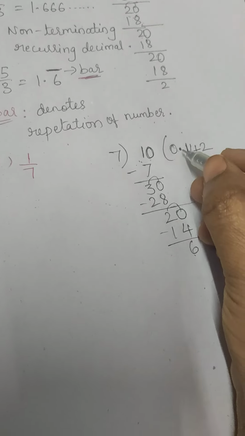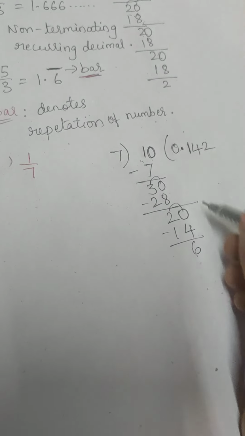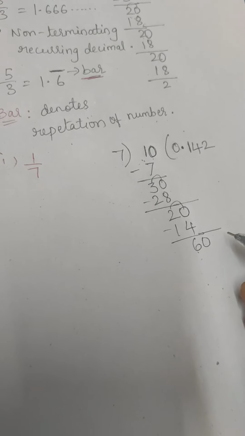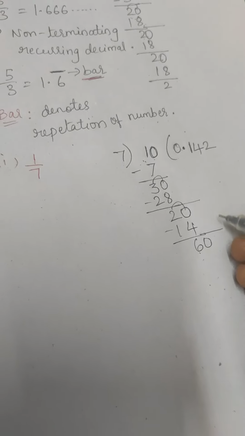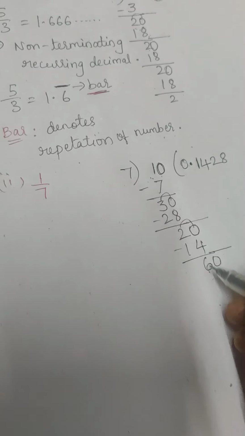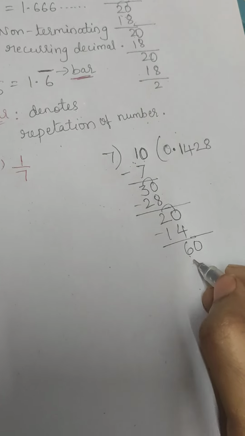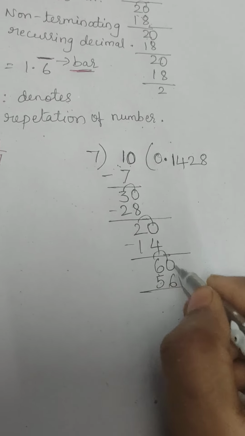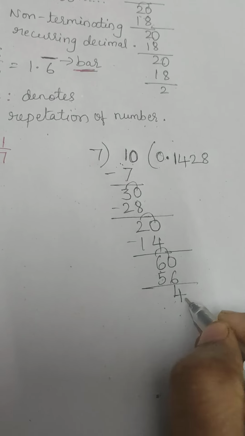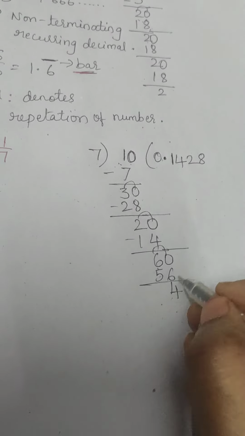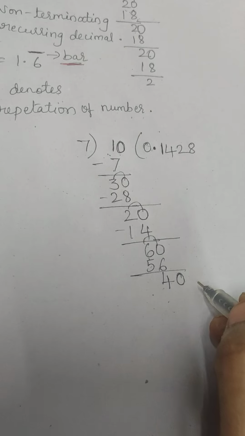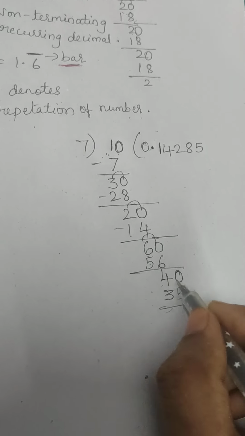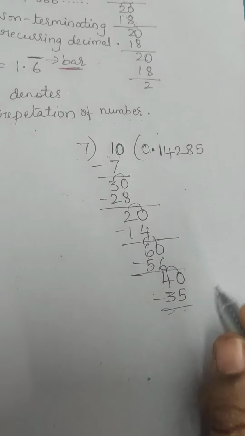Again 6 is a smaller number than the divisor, so again take a 0 here. 7 7s are 49, 7 8s are 56. We can take 8 here. 56. Now again 10 minus 6 becomes 4. As we have a decimal point, again take one more 0 here. 7 5s are 35. Again 10 minus 5 becomes 5.